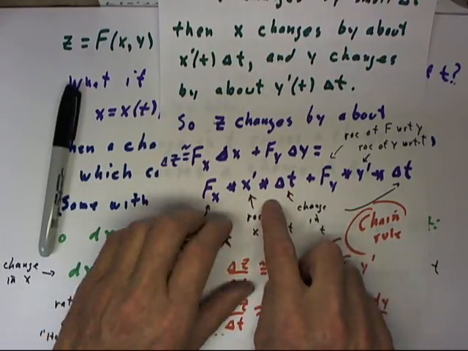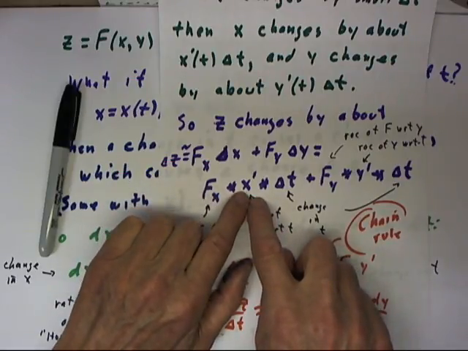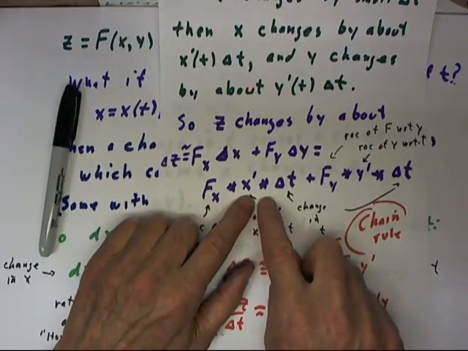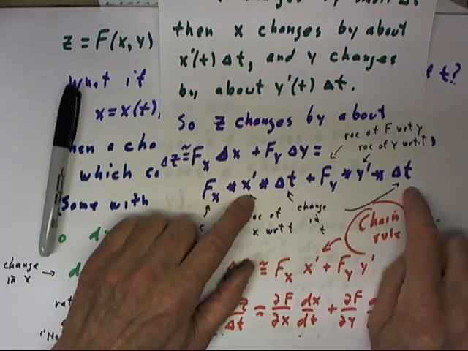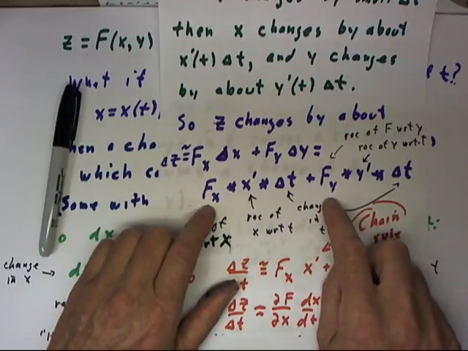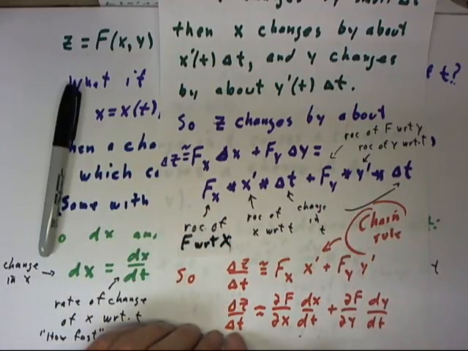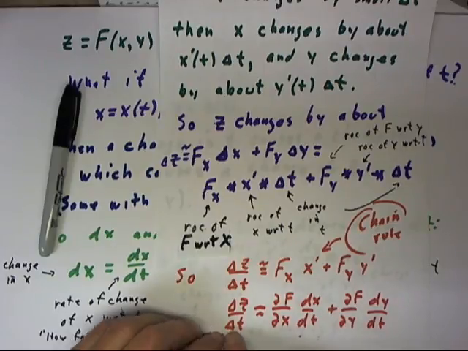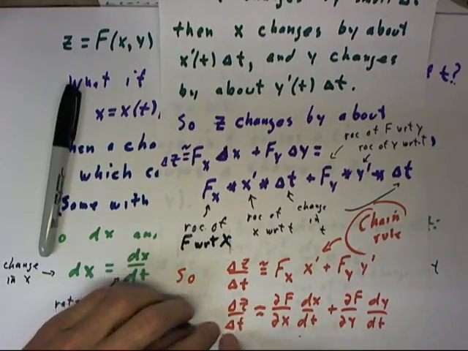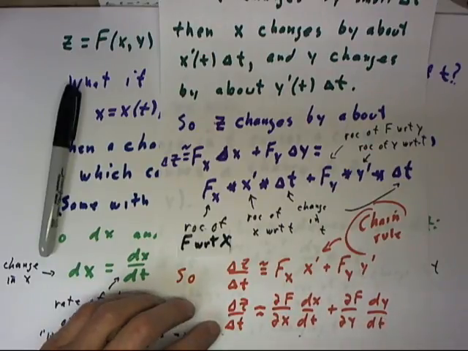any error that you get here, because x prime actually changes a little bit over a time interval, any error that you get as a result of that is going to approach 0. And any error that you have in the fact that fx and fy don't remain constant, if you let delta t approach 0, those things don't matter, and we're then going to be able to say that dz dt is equal to this expression.